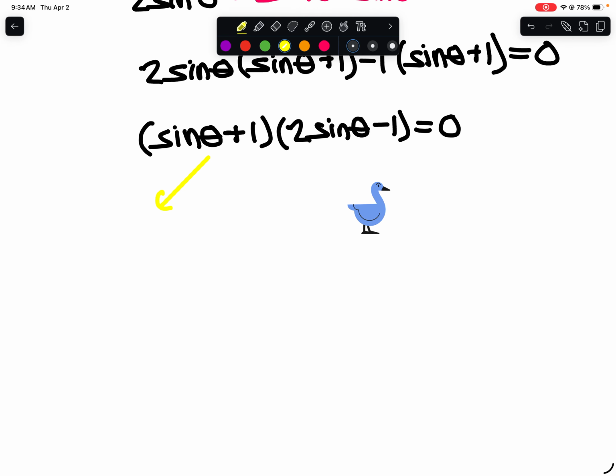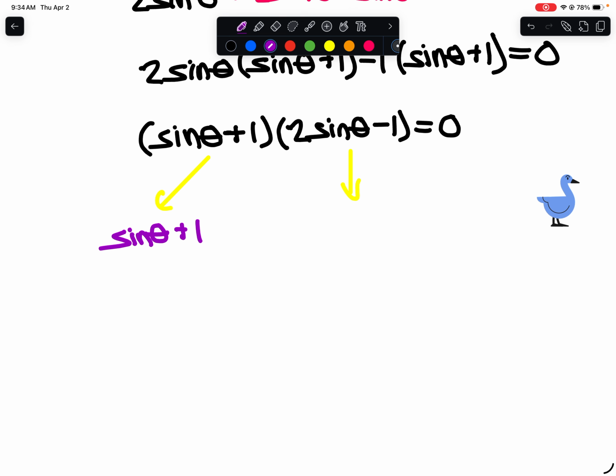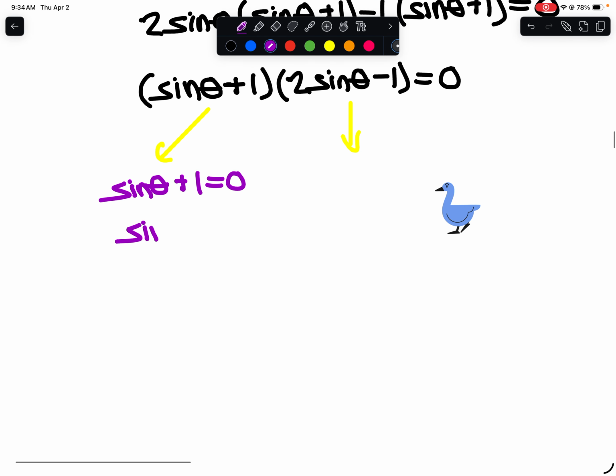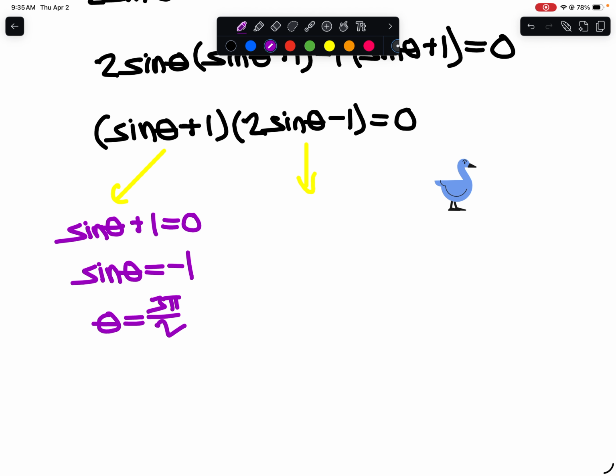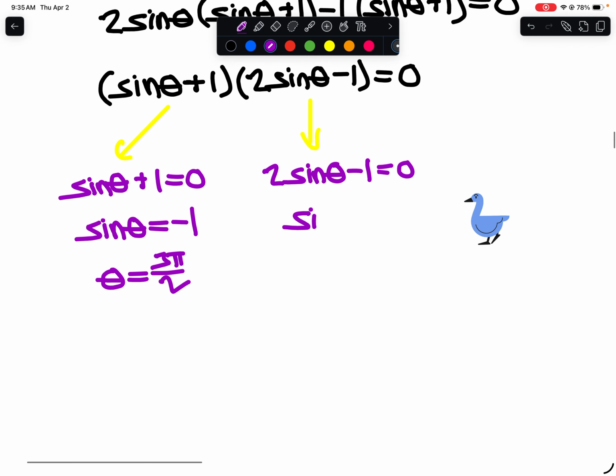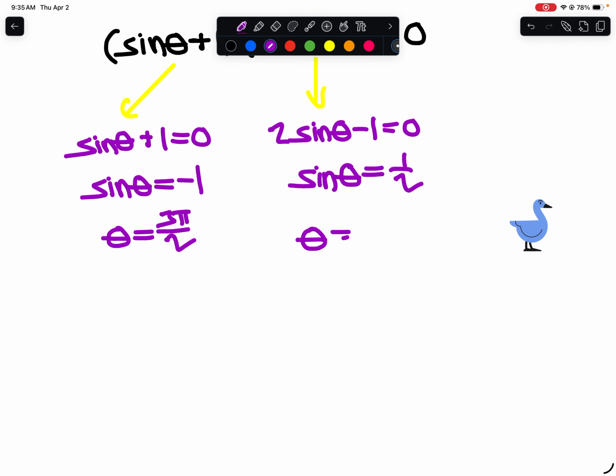So I'm going to take this left equation over here, solve, and then take the right equation over here and solve. So this is going to be sine theta plus 1 equal to 0. So when I solve, we're going to get sine theta is equal to negative 1, which on the unit circle is going to happen at 3 pi over 2. And then over here on the right side, we're going to get 2 sine theta minus 1 equal to 0, which is going to give us sine theta is equal to 1/2, which on the unit circle is going to give us pi over 6 and 5 pi over 6.